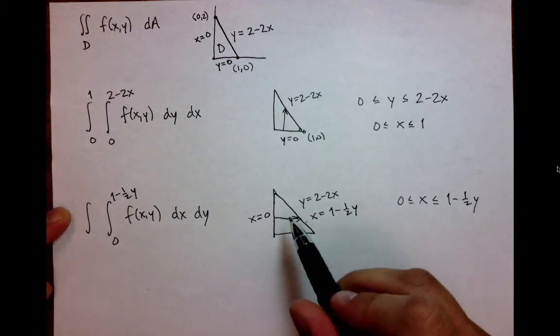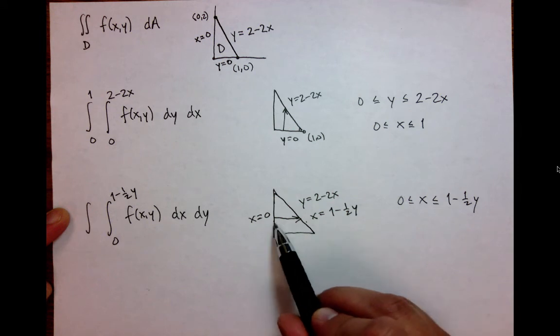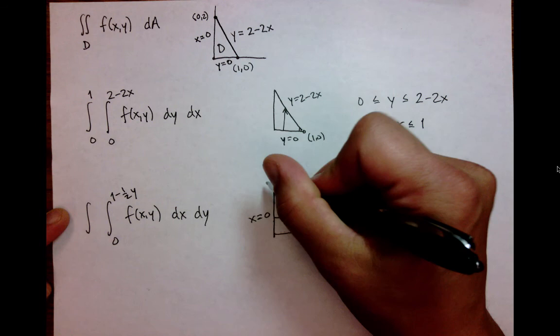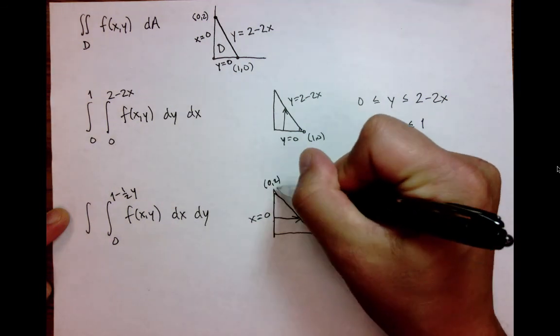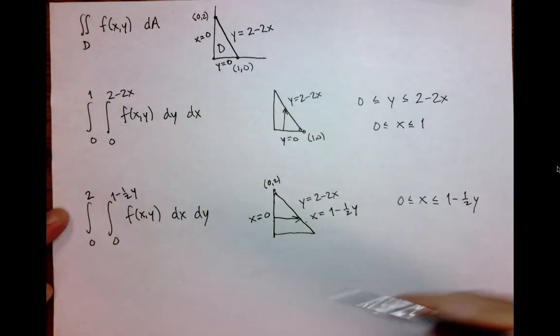Now, how do I paint the whole region? Well, I start at y equals 0 and I paint with this line. I keep y increasing. I paint all the way across until I get up to the top here. That's this point where y is equal to 2. And so y goes from 0 to 2.